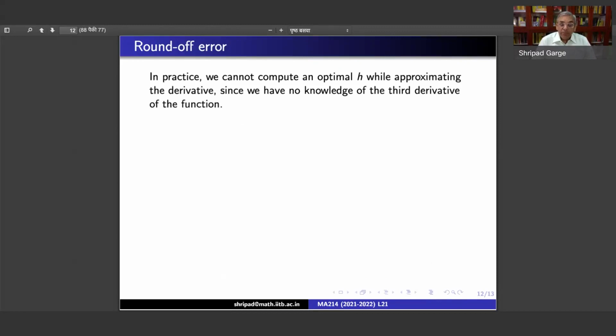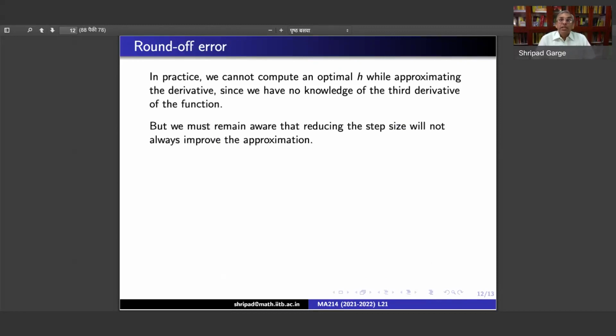So what we should be aware of is that reducing the step size is not going to always improve the approximation. You are not always going to get better and better approximation by blindly choosing smaller and smaller values of h. That is the lesson that we must take from this.